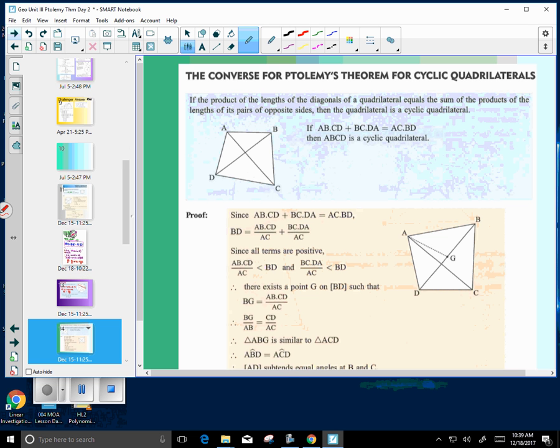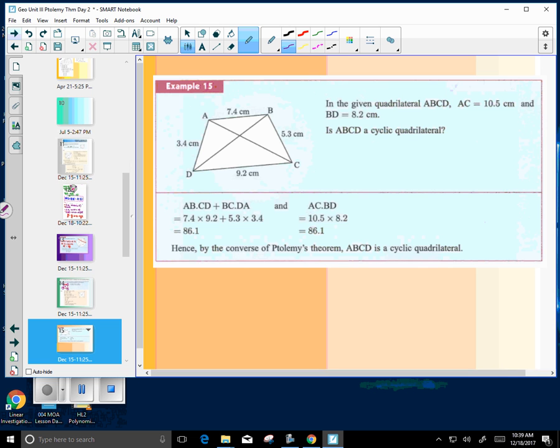Great. The converse is if you do this product and the sum of the product of the opposite sides is equal to the product of the diagonals, then what can you say about ABCD? They're cyclic. Yeah, and we would say concyclic because it's an inverse. So we're going to check this. Is ABCD a cyclic quadrilateral? Let's double check.